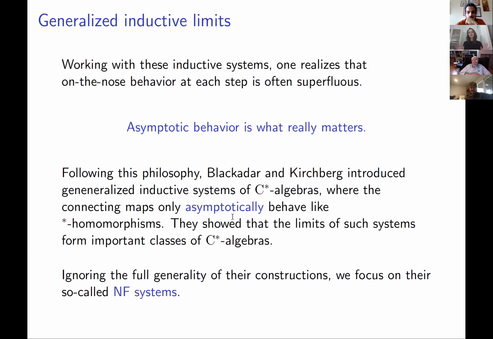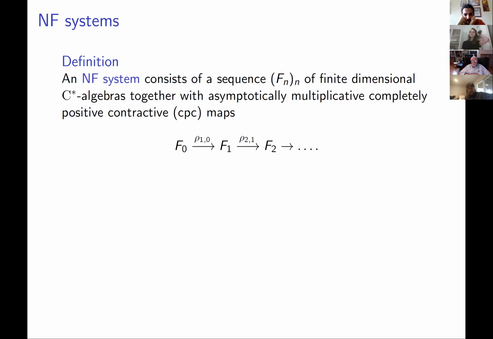So they really systematically go through and relax every single property of a star homomorphism: linearity, well, actually additivity and scalar multiplication, star preserving, multiplicative. And I'm not going to go into that full generality. I really want to focus on a special class of systems that they looked at called NF systems. So an NF system is a sequence of finite dimensional C-star algebras together with asymptotically multiplicative, completely positive contractive maps connecting them. So let's dissect what I just said.